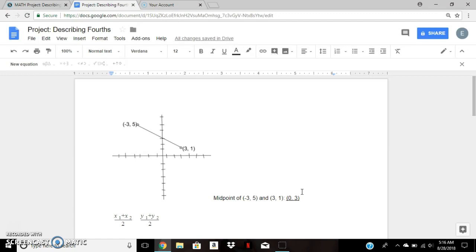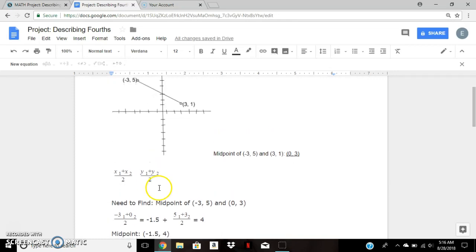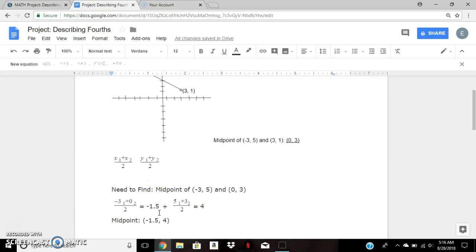In order to put the graph into fourths, we had to find this midpoint and then find the midpoint of (-3, 5) and (0, 3). Once we do the math, as you can see, we get (-1.5, 4). The midpoint of this is (-1.5, 4).